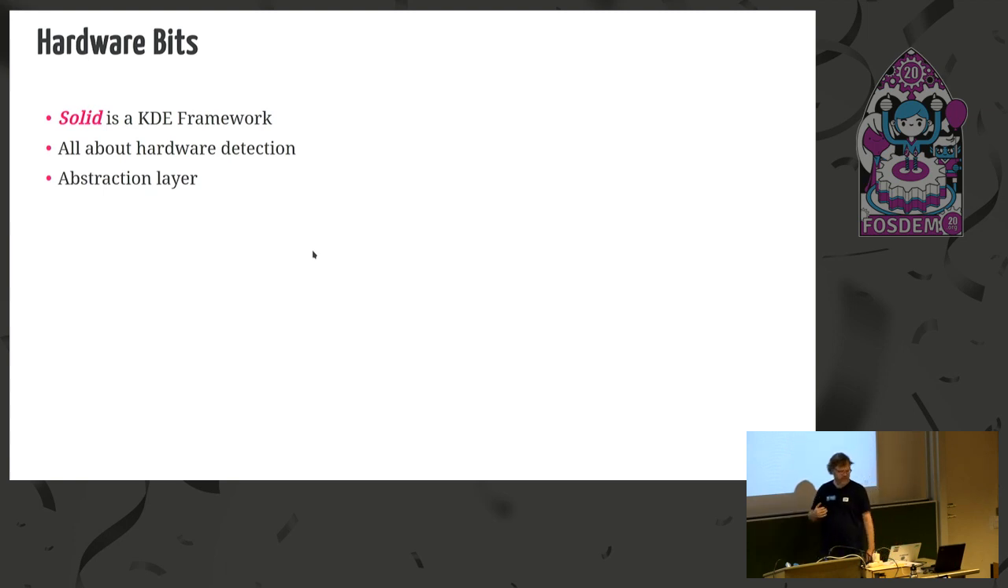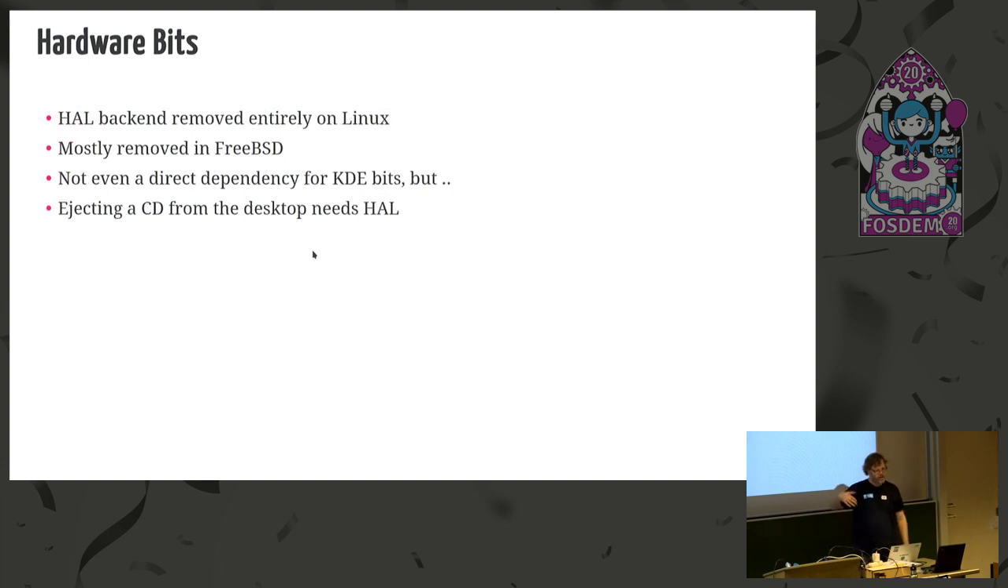How does CD ejecting work? Well, Solid is one of the KDE frameworks, and it deals with hardware. It's an abstraction layer. KDE loves abstraction layers. We have abstraction layers on abstraction layers built on C++. You get the picture. And one of the backends it can use is HAL. HAL is, of course, the hardware abstraction layer. So that's where we get the abstractions upon abstractions thing.